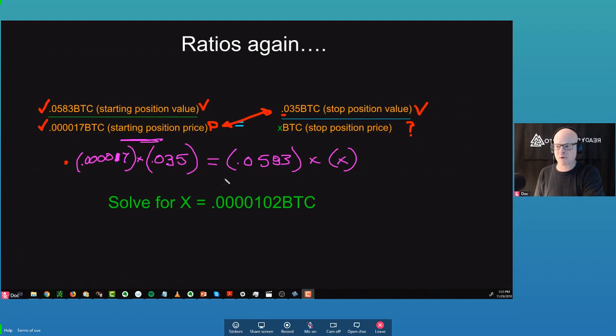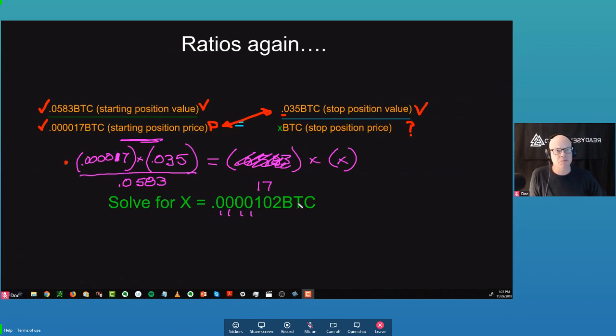And for those of you that don't know, we're going to divide both sides by this 0.0583. So eventually the 0.0583 over here we're going to cross out, because we substituted, right? So X equals the product divided by 0.0583. And if we solve for X, what we get is 0.102. So remember, the original price when we entered was 17, and it's going to be 10.2 down here.